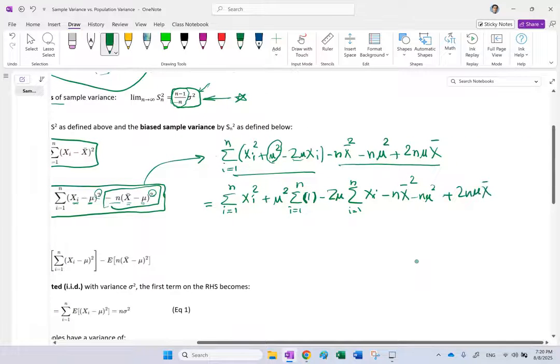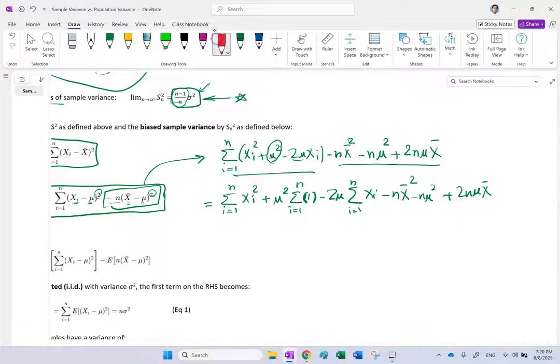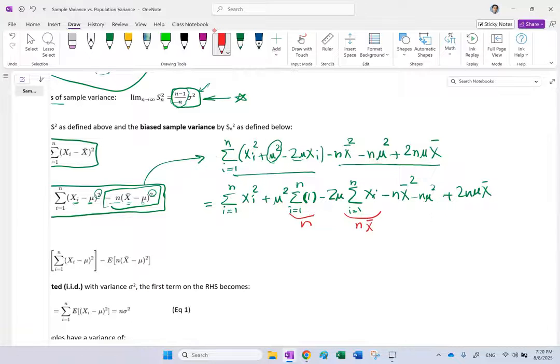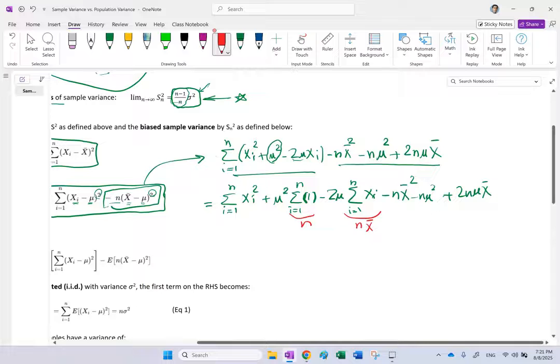Okay? Now, the summation i goes from 1 to n of 1 is going to be n, and the summation of all of the numbers from 1 to n is going to be n times x bar. That's the definition of x bar. X bar is the summation of these numbers divided by n. So if I cross multiply, that's n times x bar. So if I simplify, what would I get?